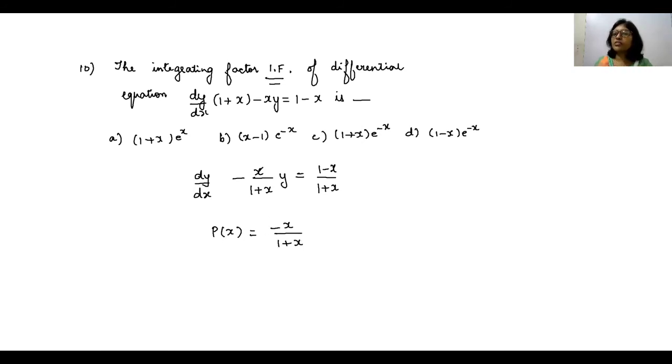So our p of x is minus x upon 1 plus x. So the integrating factor is e raised to integration p x dx. So we need to integrate this. First of all, we'll put the minus outside, and we'll add 1 and subtract 1, so that it becomes like the denominator. In integration, whenever the degree is same, we try to adjust the numerator.